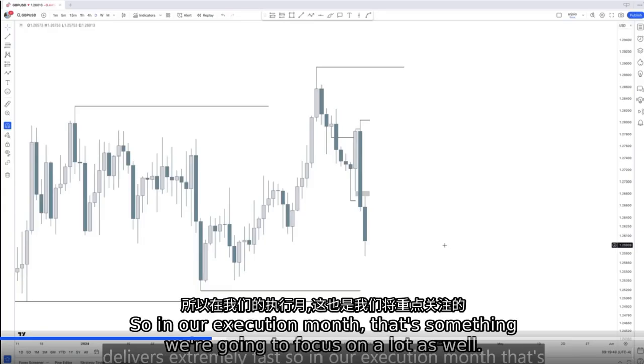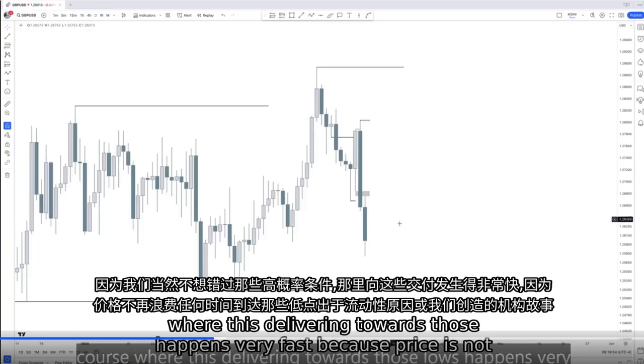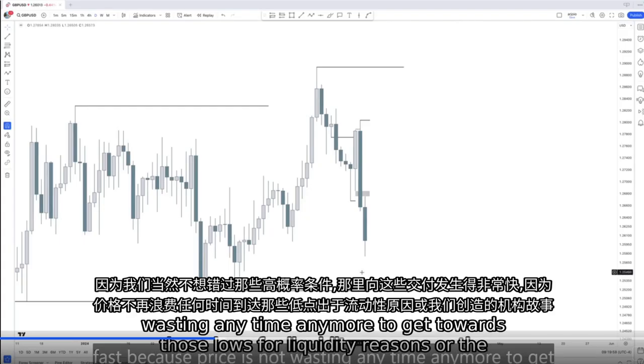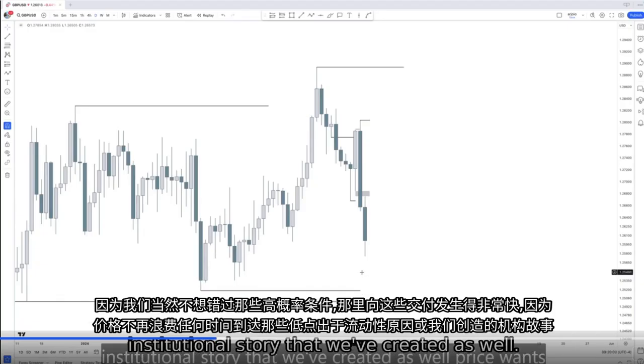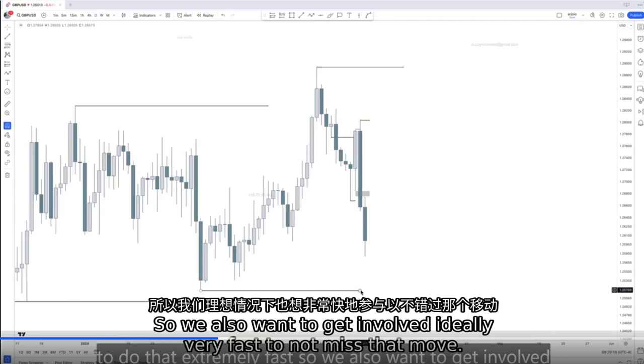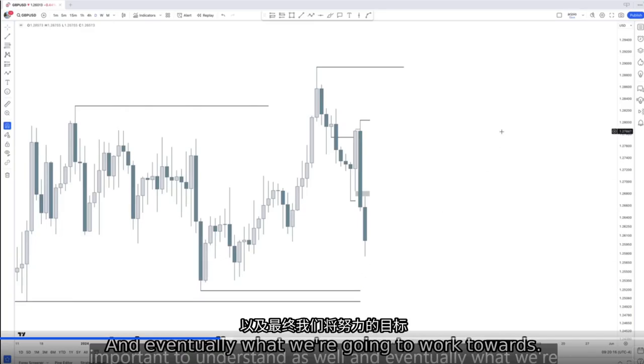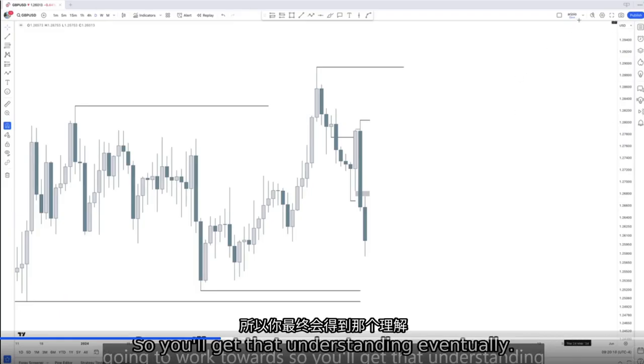So in our execution month, that's something we're going to focus on a lot as well, because we do not want to miss those high probability conditions, of course, where this delivering towards those lows happens very fast, because price is not wasting any time anymore to get towards those lows. For liquidity reasons, for the institutional story that we've created as well, price wants to do that extremely fast. So we also want to get involved, ideally, very fast, to not miss that move. That is very important to understand as well, and eventually what we're going to work towards. So you'll get that understanding eventually.